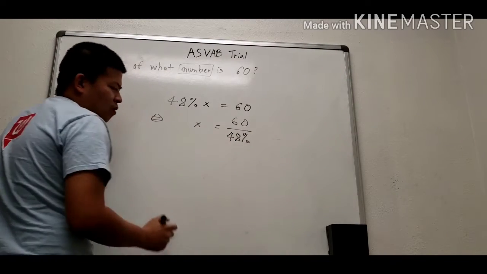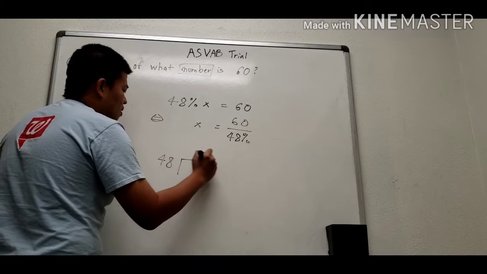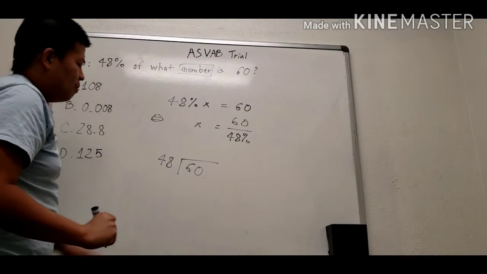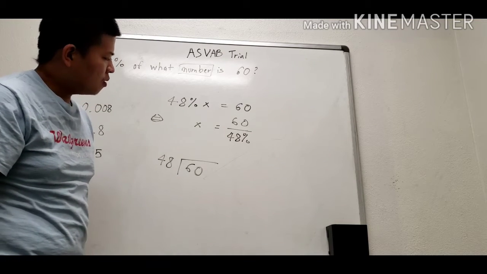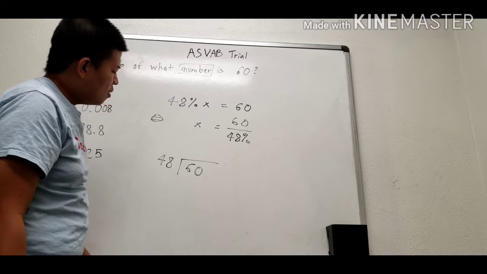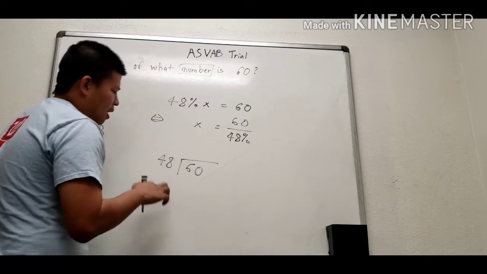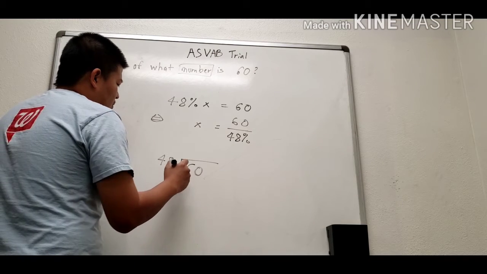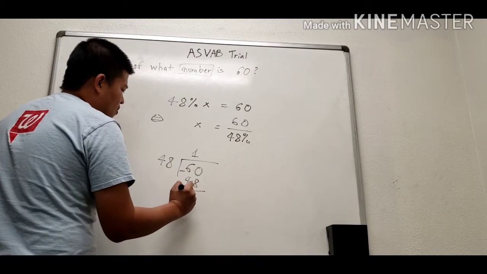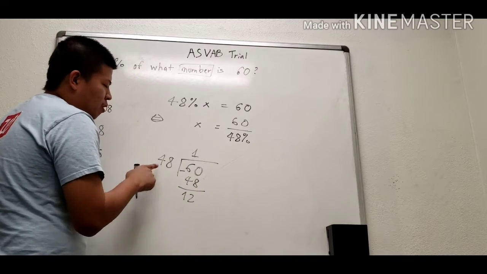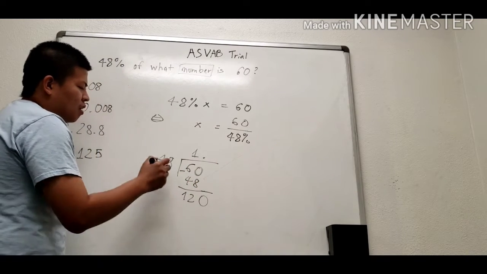Let's do the division of 60 divided by 48. We have 48 and 60. We go about 1, and 48 here, and we get 12 because 12 is below 48. We need to put the decimal point and add another 0.